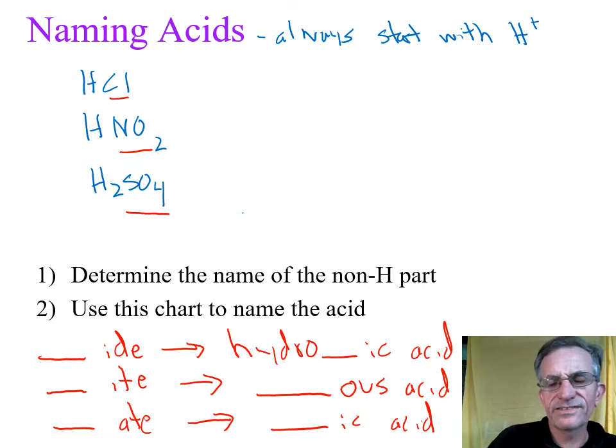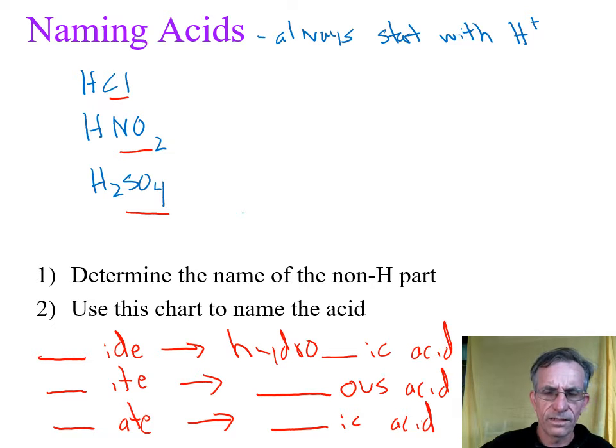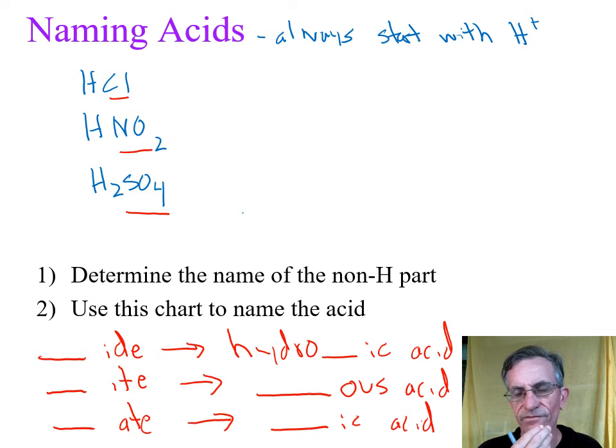All right, so we'll do our examples in just a minute. That might make this a little bit more sense. So the name of the rest of the formula, the non-hydrogen part, if it ends in "ide," it's going to be a hydro-ic acid. So you'll rip off "ide," you will use a prefix of hydro, and you'll end it with "ic." It'll be a hydro-ic acid. If the name of the non-hydrogen part ends in "ite," that's an ous acid. If the name of the non-hydrogen part ends in "ate," it's going to be an ic acid. All right, so let's do our examples. Maybe they'll help make it a little more sense. This can be a little confusing at first.